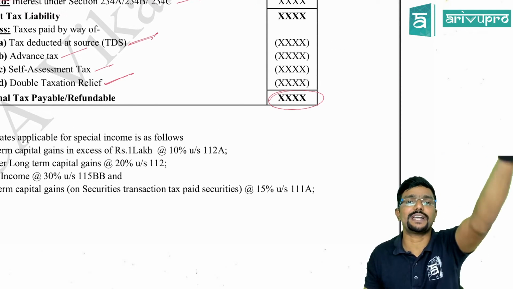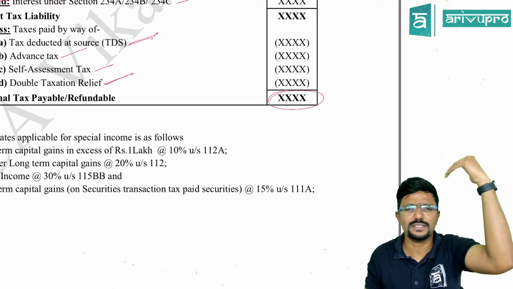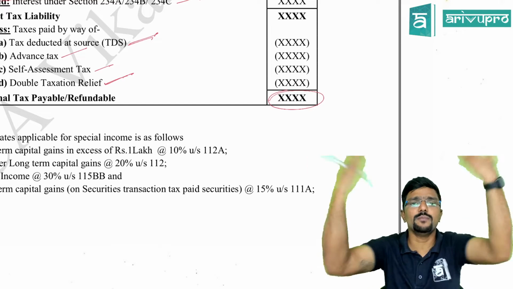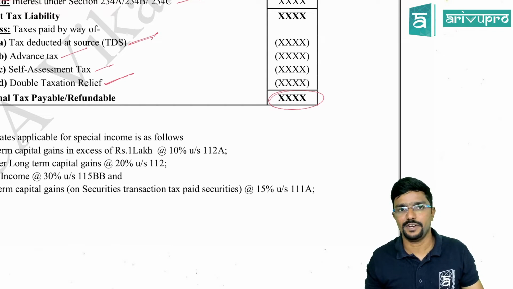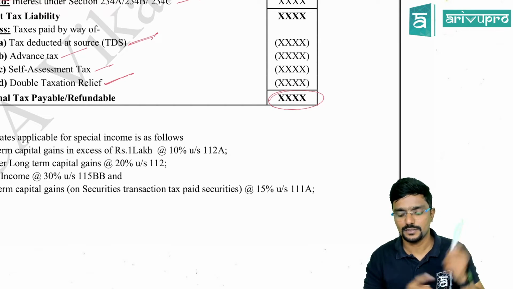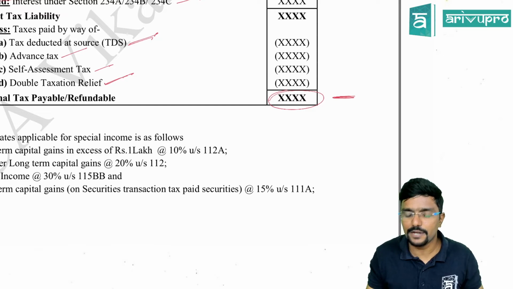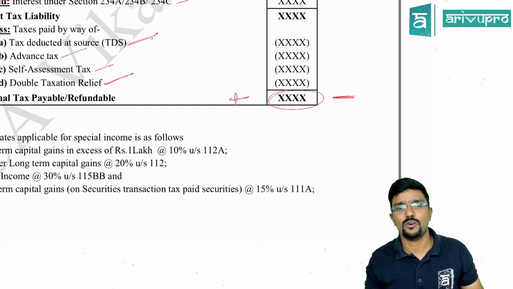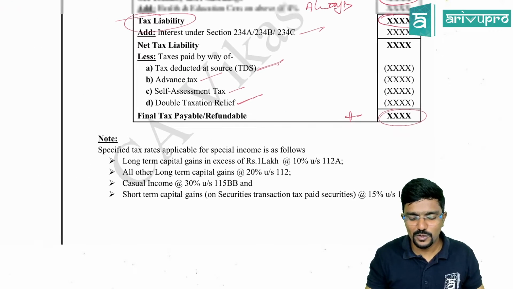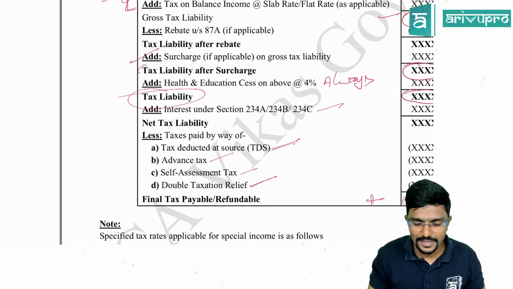So after claiming all this, final tax payable, and if by chance this figure is negative, it means you already paid more tax, that is TDS, advance tax, whatever you have paid. Whatever figure you have paid more, you will get a refund of it. So if this figure is negative, we call that a refund. And if this figure is positive, that figure we need to pay to the government. Clear? So don't worry much about the second part and all.